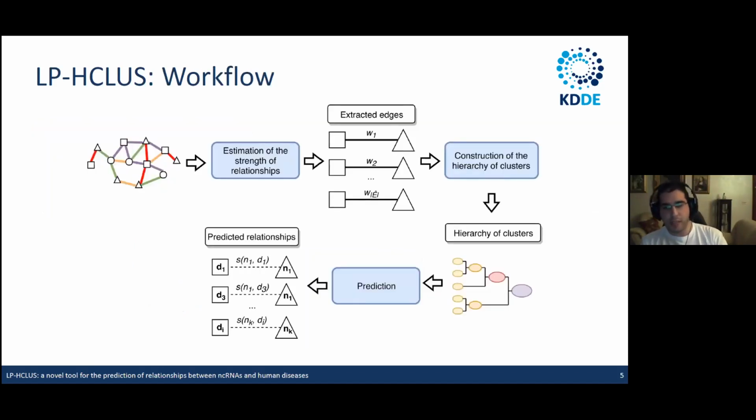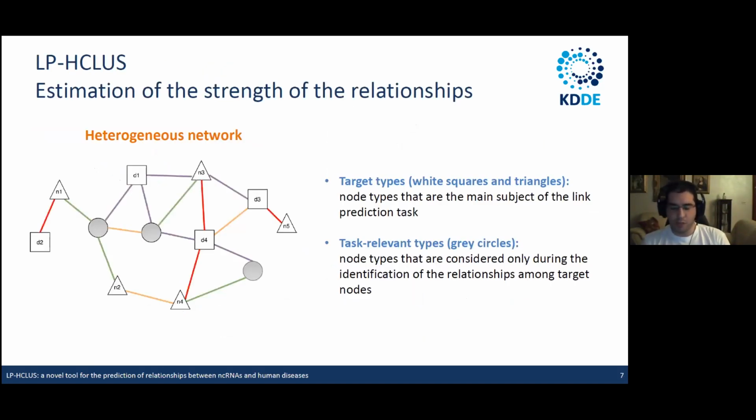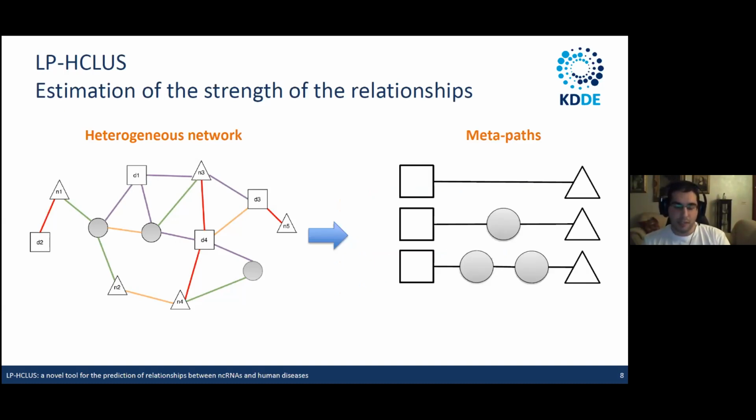In particular, the first step is the estimation of the strength of the relationships. Given a heterogeneous network, LP-HCLUS will first identify the target types, that are those node types that are relevant for the link prediction task, in this case non-coding RNAs and diseases, and the task-relevant types, that are the node types that are considered only during the identification of the relationships between target types. From the heterogeneous network, LP-HCLUS will identify metapaths. A metapath is a sequence of nodes that follow the same sequence of edge types.